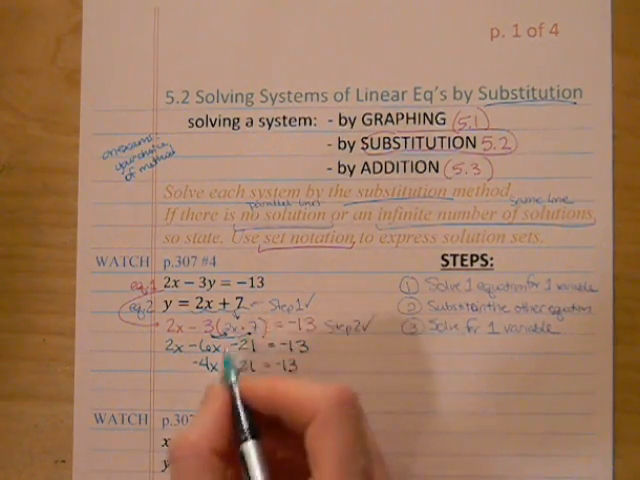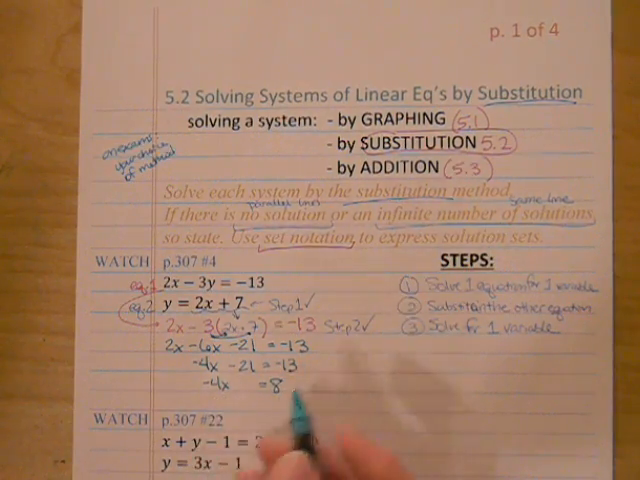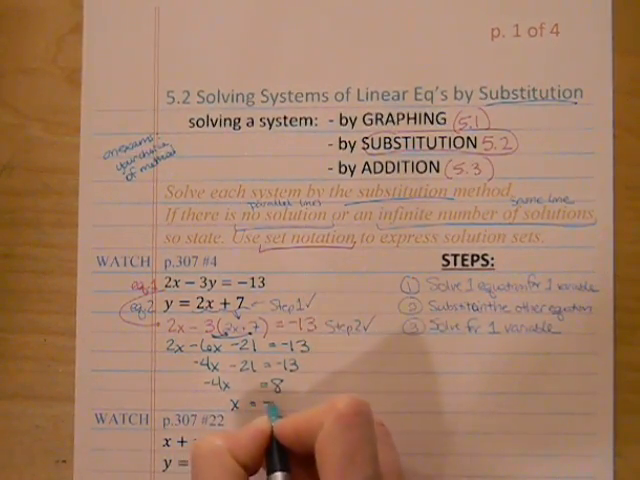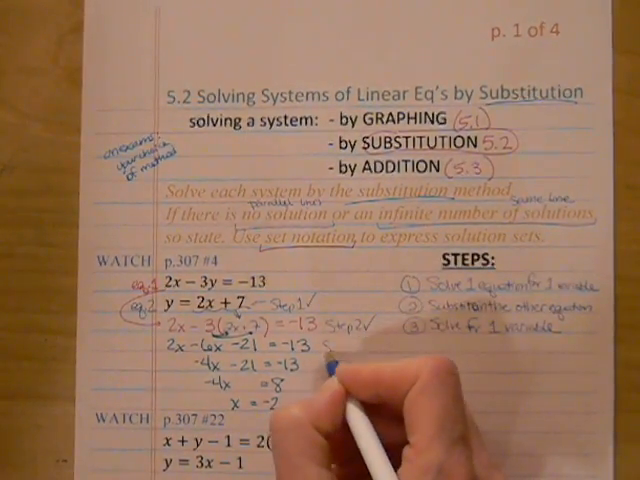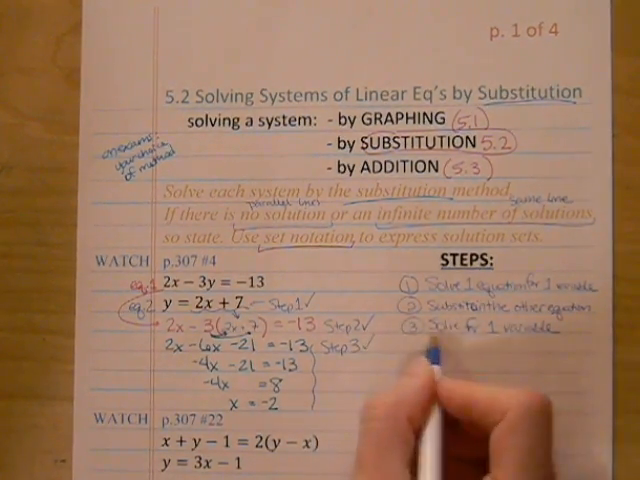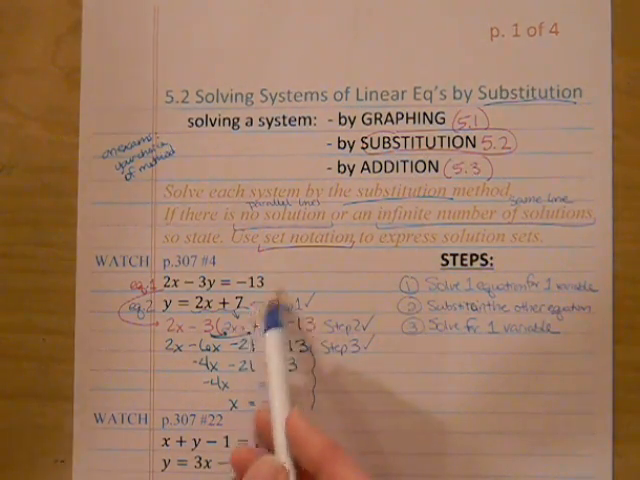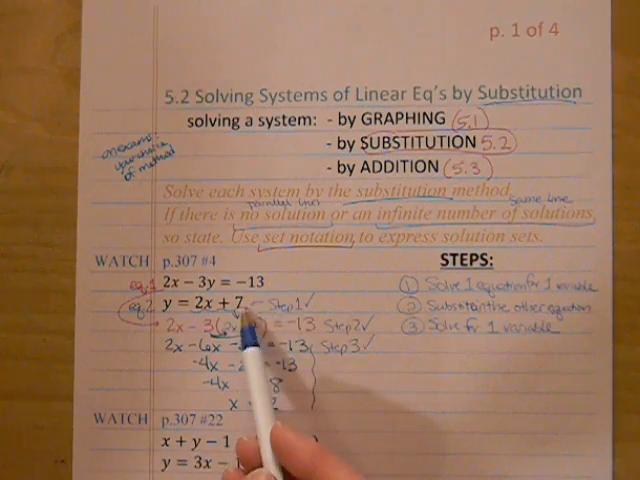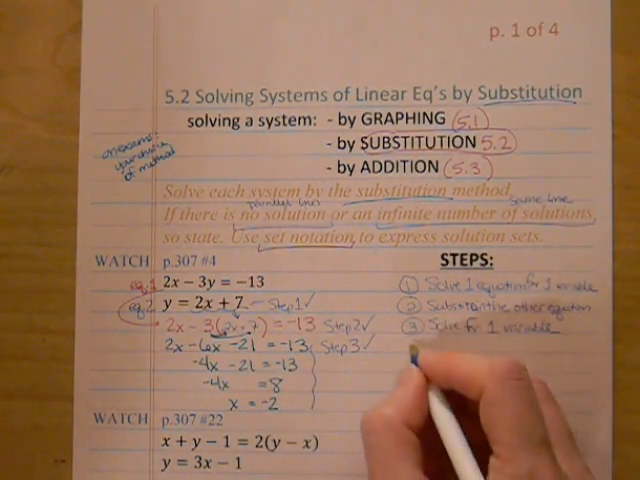Add 21 to both sides, and you get negative 4x is equal to positive 8. Divide both sides by negative 4, and I get x is equal to negative 2. So that entire solving process was our step 3 as we were solving for one of the variables. Now we know one piece of the point that is the solution to this system, the point that works in both equations, the point where these two lines cross on the graph. But we need our y-coordinate to complete this.